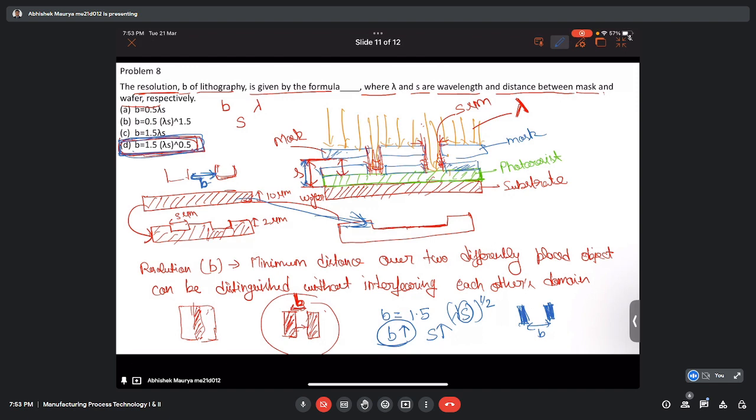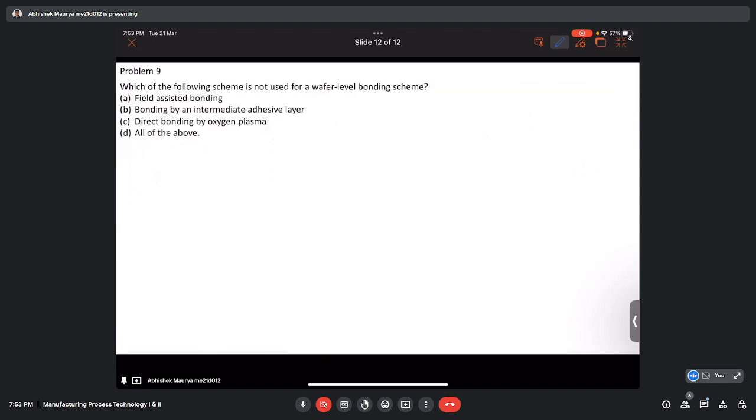If any of you have doubts, please ask me, or we shall move to the next problem. Any doubt? Okay, if there is no doubt, we will move to the next problem. This is the last problem of the day. Please read it and try to give the correct answer. You can give your response in the chat box. After that, we will discuss it together.